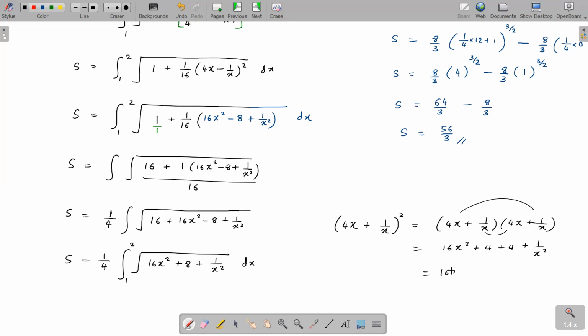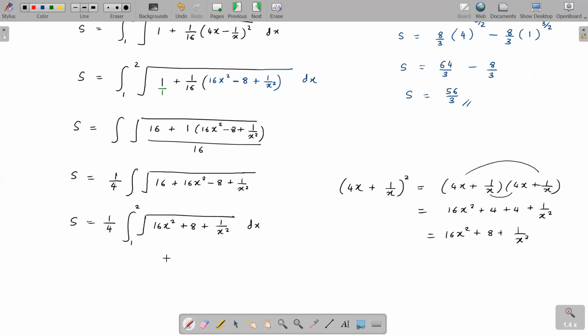So don't we get that particular term? We get the answer, right? 16x square plus 8 plus 1 over x square. You see? So then this is the square of 4x plus 1 over x, whole thing square, with respect to x. And your integration limits are from 1 to 2.